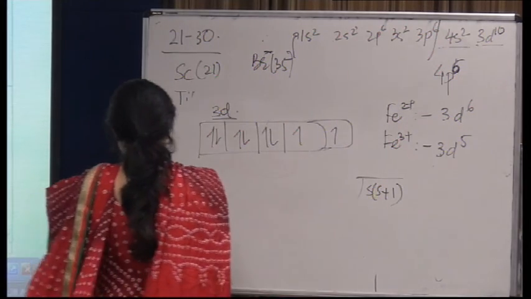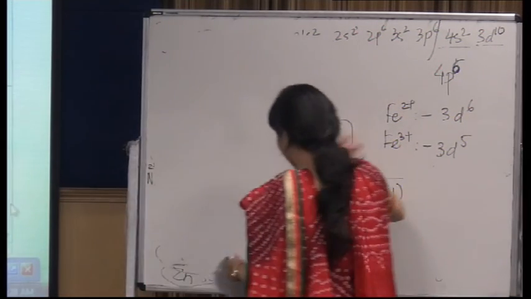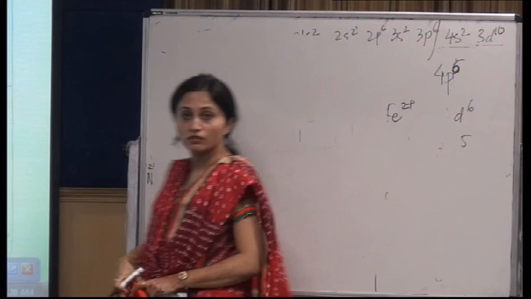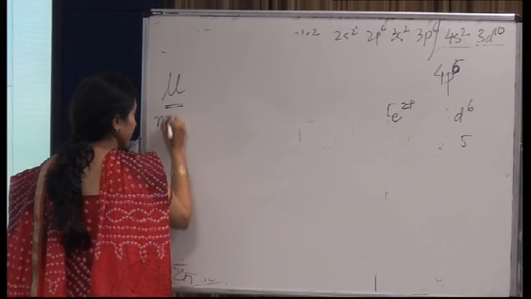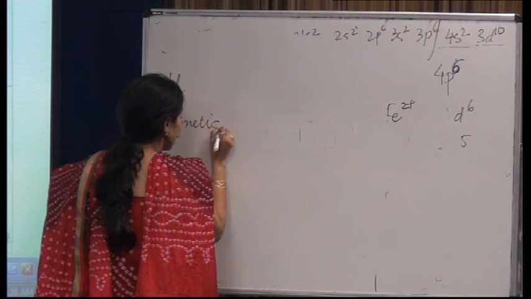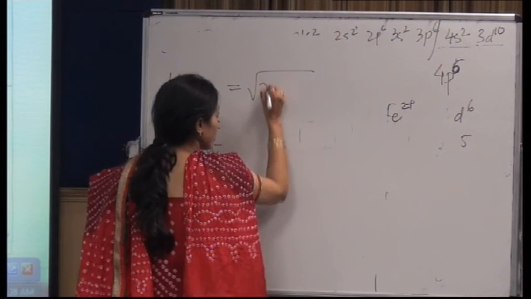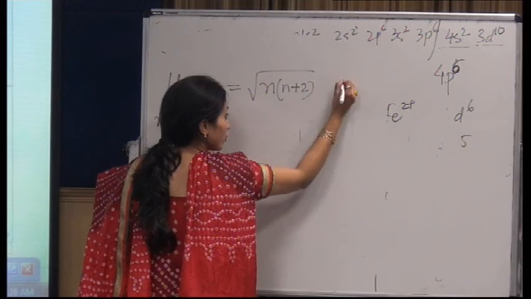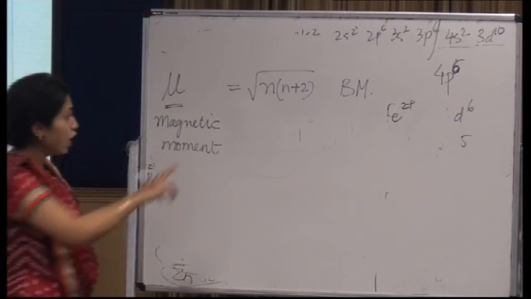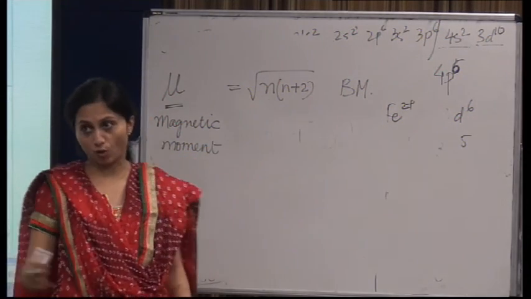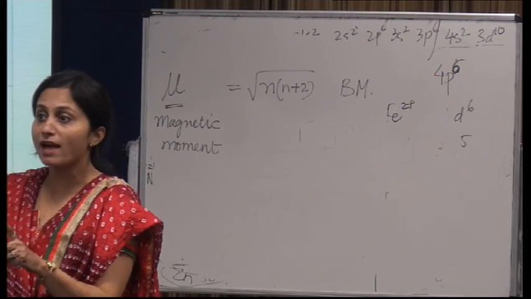You can actually find out the magnetic character by a formula, the magnetic moment of any of these elements. Mu represents your magnetic moment. This magnetic moment mu is equal to under root of n into n plus 2. The units will be Bohr magneton, BM, where n is the number of unpaired electrons. And you know that even if a single electron is unpaired, your system will be paramagnetic in nature.